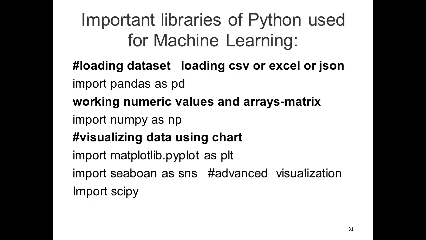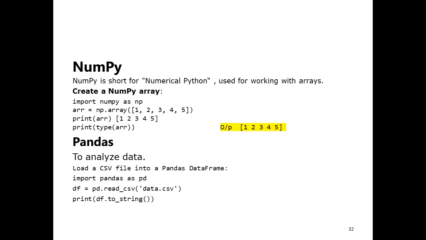Okay, so what is the short name of pandas? PD. You can use any variable name for the packages, but for easy understanding and convenient use, you can use pd, np, whatever. NumPy is the short name for numeric Python, used for working with arrays. So how do we create a NumPy array? We already discussed that to work with numeric data, you can use the package called NumPy.